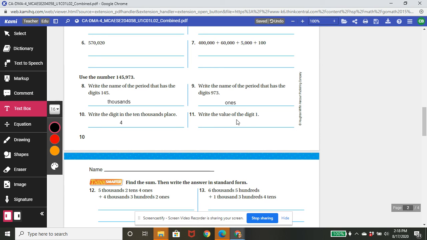Then it says write the value of the digit 1. Remember, the value is how much it's worth. Okay, so a digit is 0 through 9, but the value is how much it's worth. Let's see what place it's in. Ones, tens, hundreds, thousands, ten thousands, hundred thousands. The 1 is in the hundred thousands place. So that digit 1 is worth 100,000.